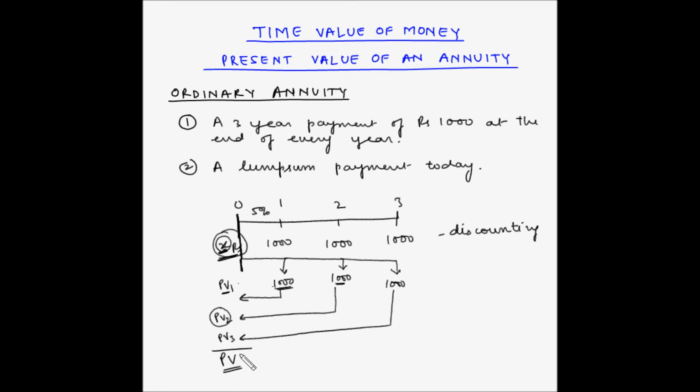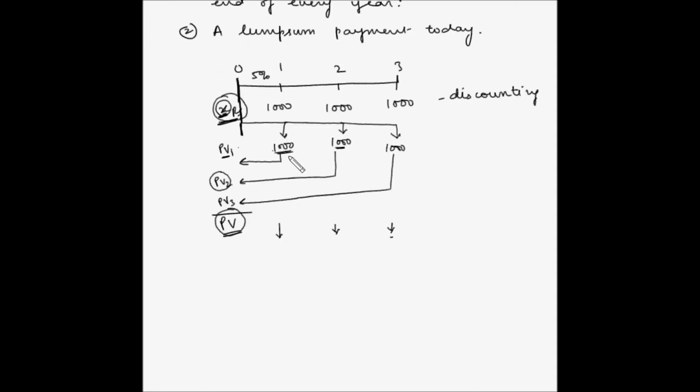So in other words, if we deposit this amount PV, then we can withdraw 1000 rupees at the end of first year, 1000 rupees at the end of second year, and 1000 rupees at the end of third year, if the interest rate is 5% per annum compounded annually. Now let's calculate these PV1, PV2 and PV3 independently.